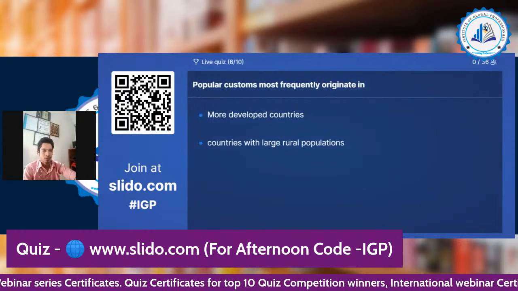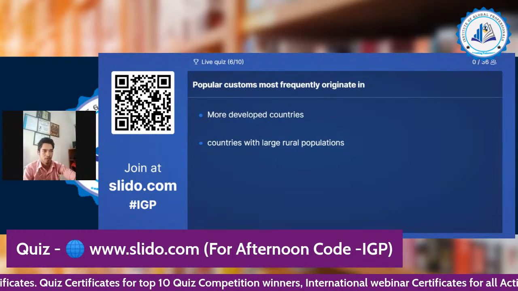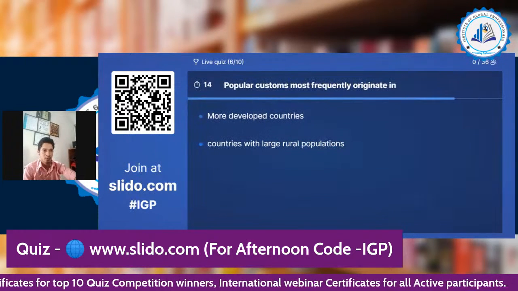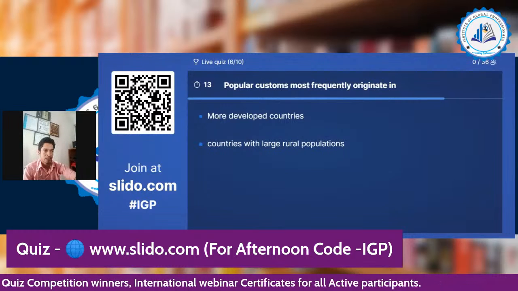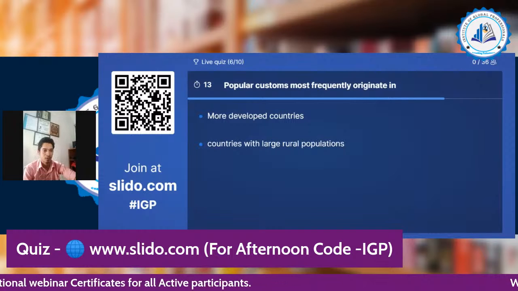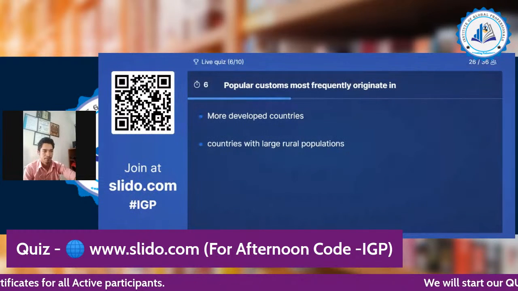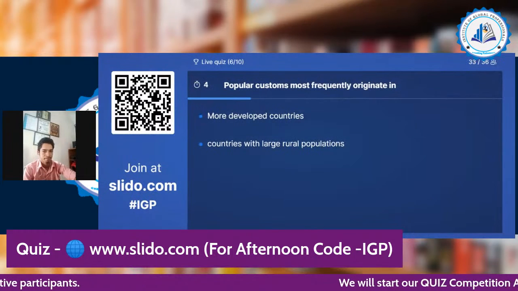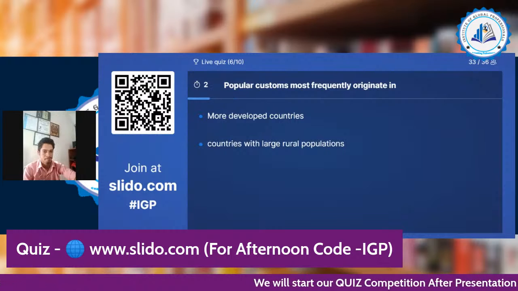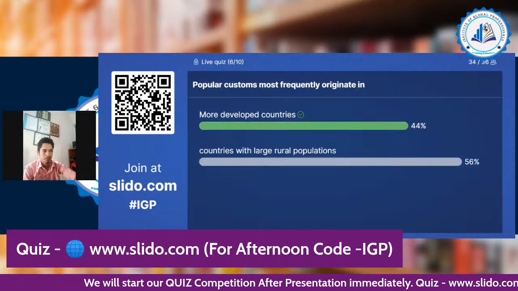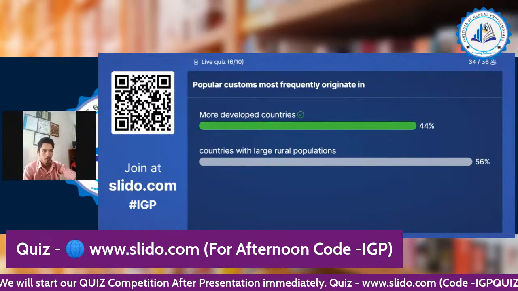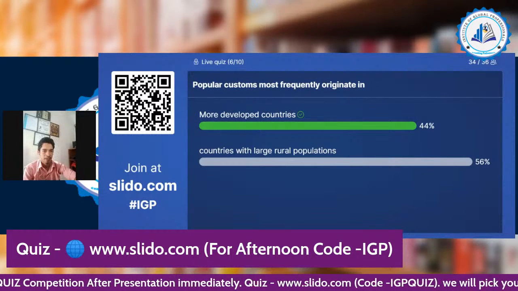Next question is, do popular customs most frequently originate in more developed countries or countries with large rural populations? Option number one, more developed countries, is the right answer.